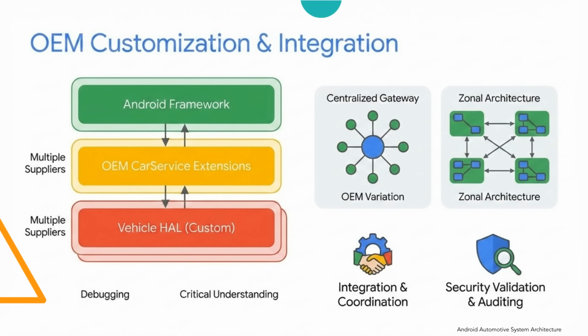OEMs customize the Android automotive stack heavily, especially at HAL and system service layers. Vehicle HAL implementations differ across manufacturers based on vehicle architecture. Some OEMs use centralized gateways, while others use zonal architectures. Car service may also be extended with OEM-specific services for additional features.